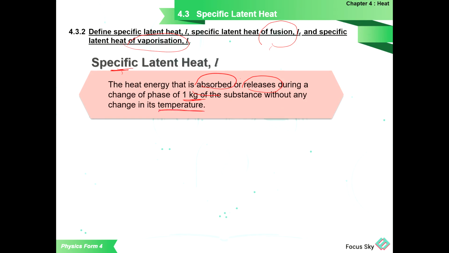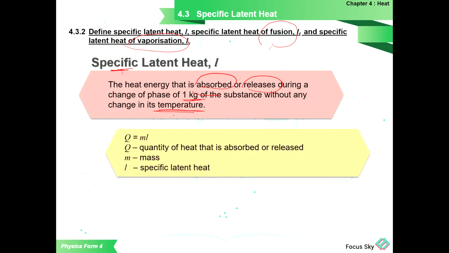Why is there no change in temperature, but there is heat absorbed or released? This is what we're going to discuss. This is the equation: Q equals ml. Q is energy, in this case in the form of heat. M is the mass, so we use 1 kg.